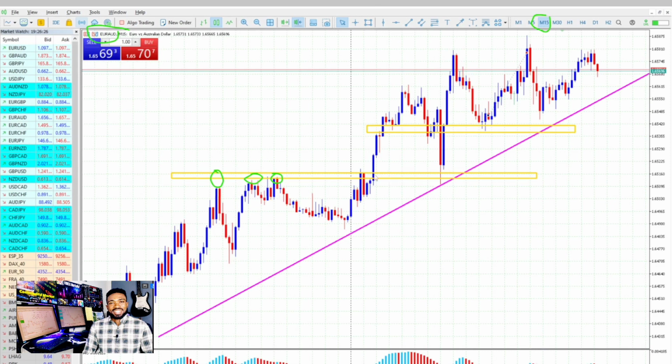So I saw support, and there was a breakout. So I was waiting for the market to retrace back to the zone, give me confirmation, and I will take the trade. But I waited, the market brought back, but did not give me any confirmation here. So the market left me erratically.